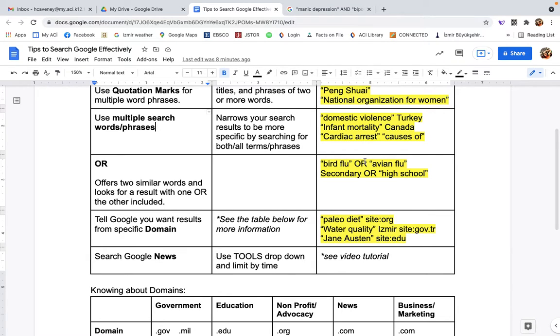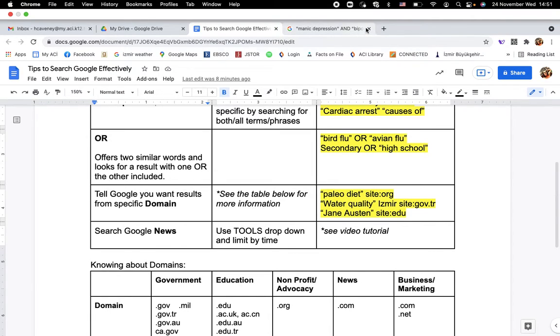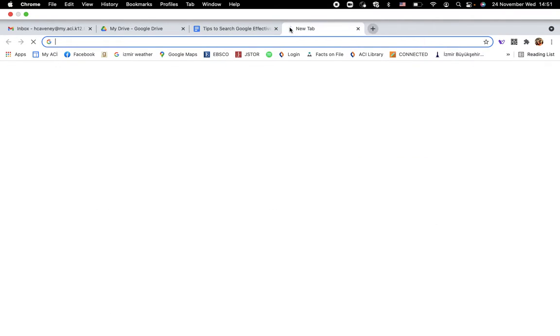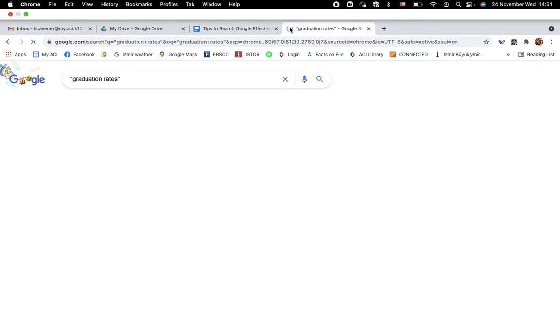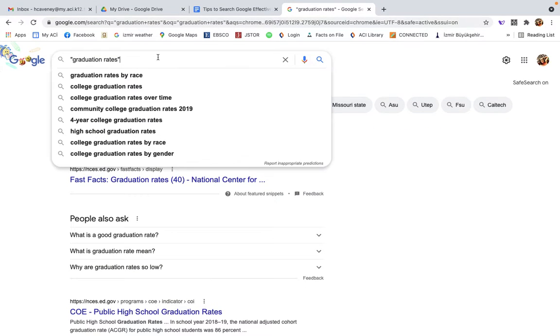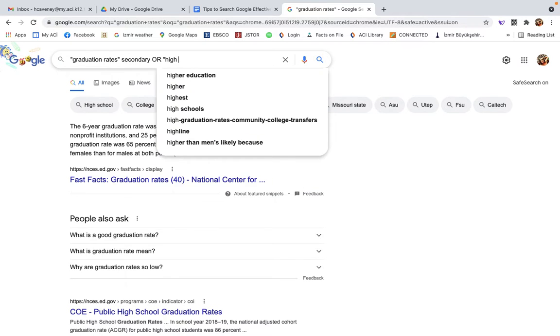For example, bird flu or avian flu. Maybe I'm looking for something that's related to high schools, but some websites refer to that as secondary school. So you could do secondary or high school. Let's do that one actually as another example. I'm going to do graduation rates. Okay, and then I want to do secondary or, remember high school is 2 words.